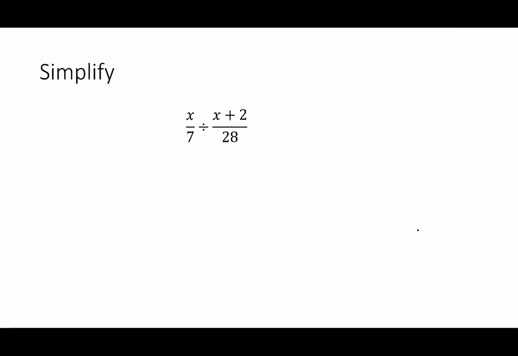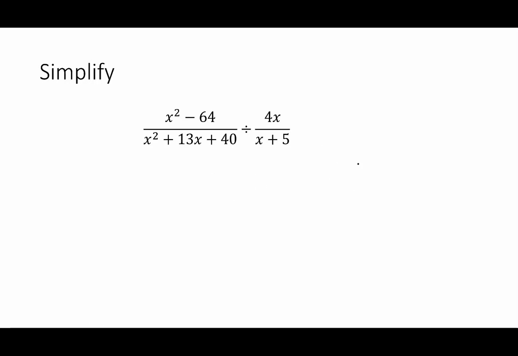Let's try x over 7 divided by x plus 2 over 28. I have x over 7. We're going to flip the x plus 2 over 28 and make it 28 over x plus 2. We see that 7 goes into 28 4 times. So my answer is 4x over x plus 2.